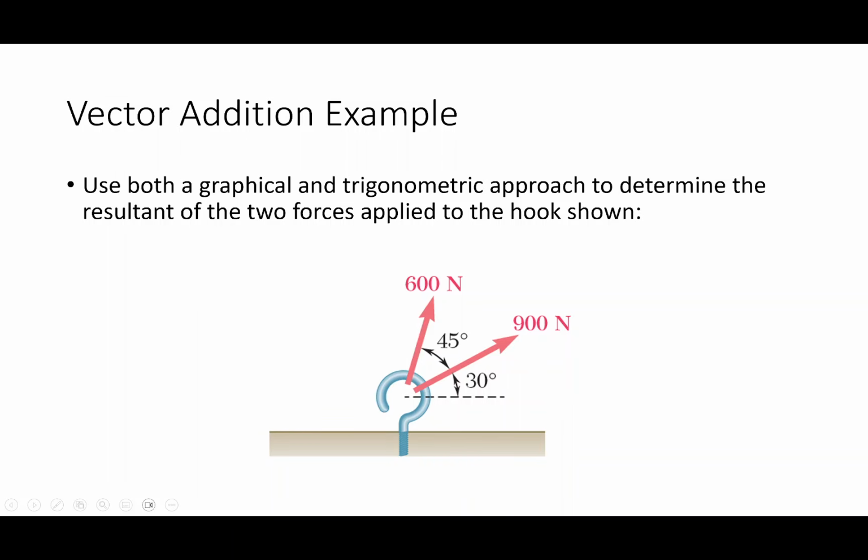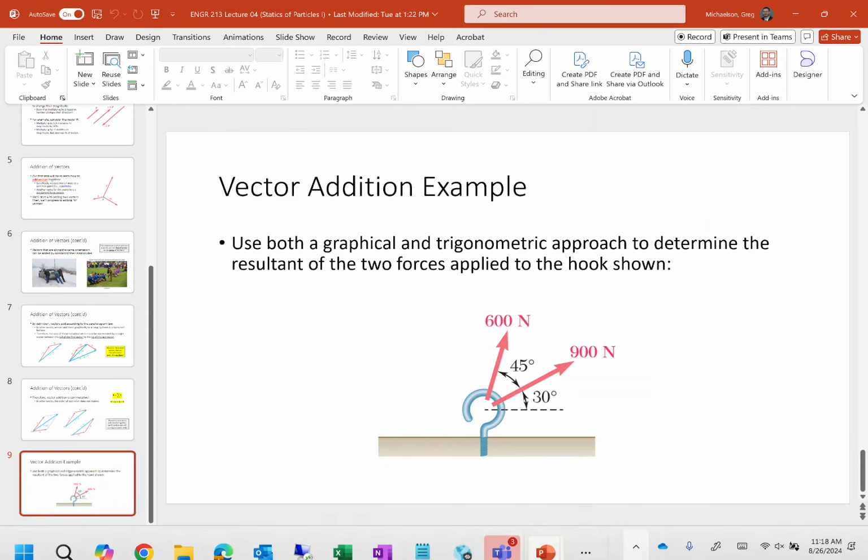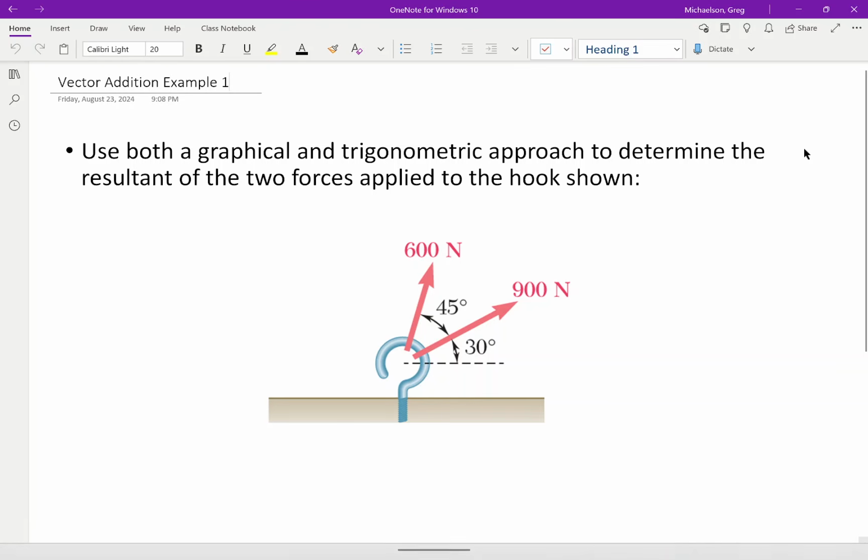Let's do an example. Let me pull this up in the notebook here. This is what we're going to focus on today. We're going to use a graphical and trigonometric approach to find what we call the resultant of the two forces applied to this hook shown. So let's talk about what a resultant is. I have a hook and I have two forces applied to it, a 600 Newton force and a 900 Newton force. They are each applied through the same point, but at different orientations, and they have different magnitudes.